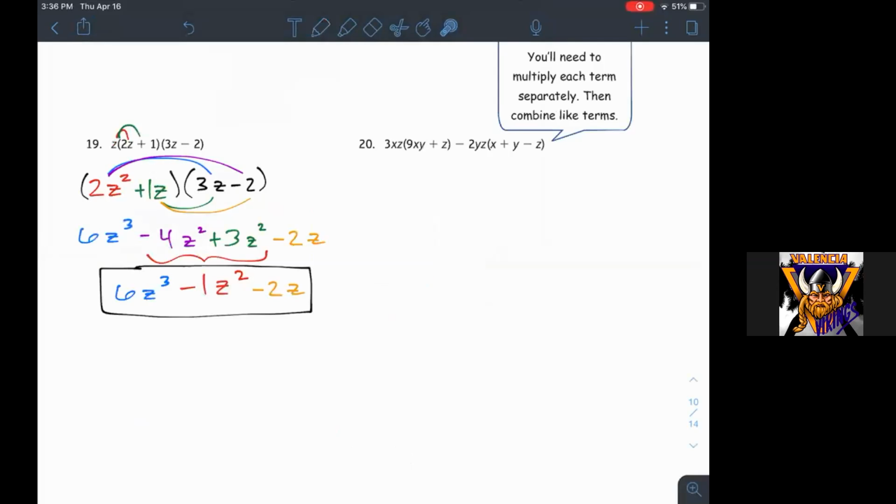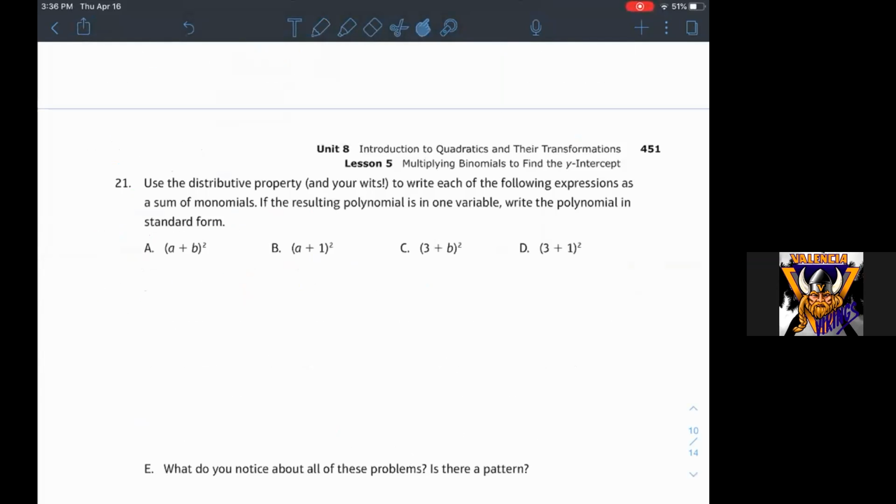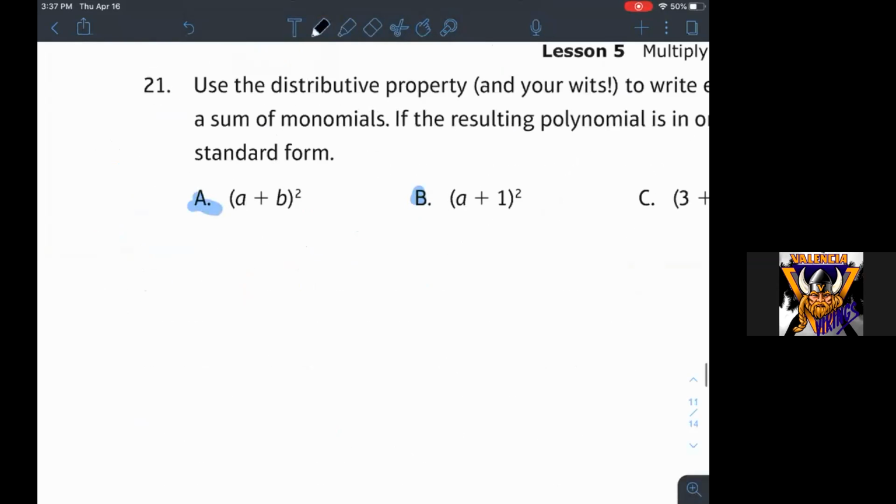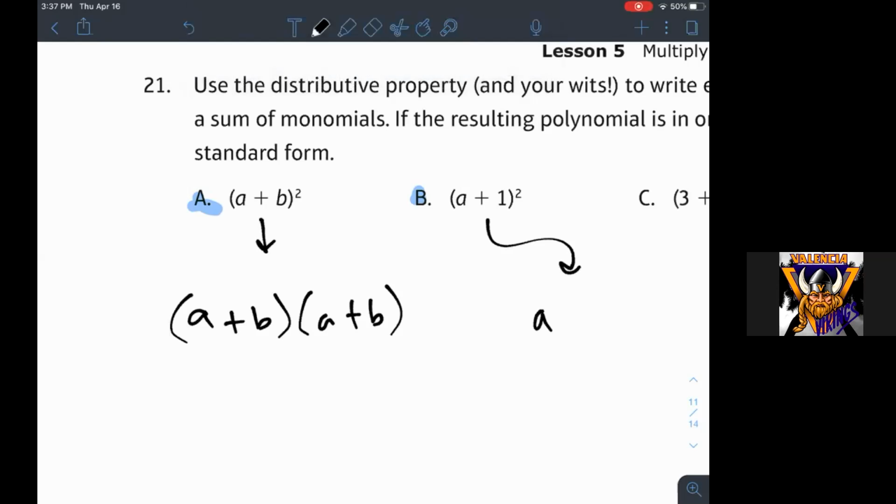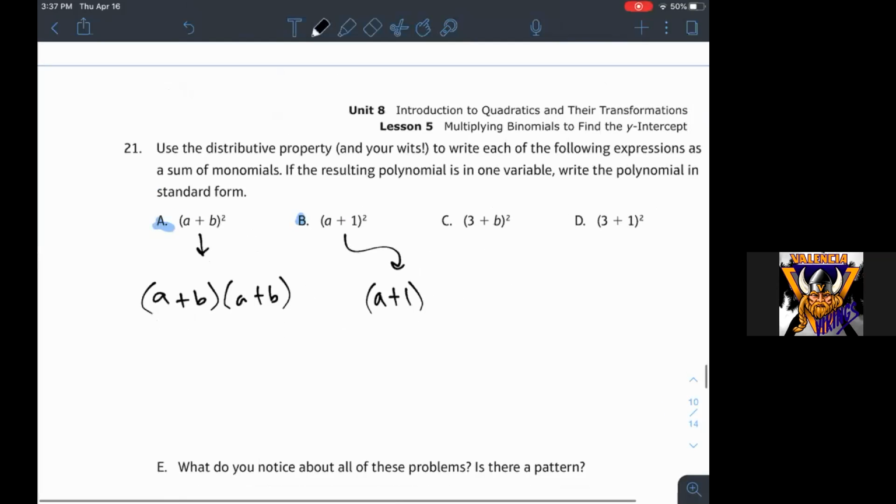Okay, number 21, we want to use the distributive property and our widths to write each of the following expressions as a sum of monomials. If the resulting polynomial is in one variable, write the polynomial in standard form. All right, for this problem, we only need to do parts A and B. So this whole expression, a plus b squared, is the same thing as a plus b times itself. And a plus 1 squared is the same thing as a plus 1, that whole parenthesis, times itself, because notice we are squaring the parenthesis.